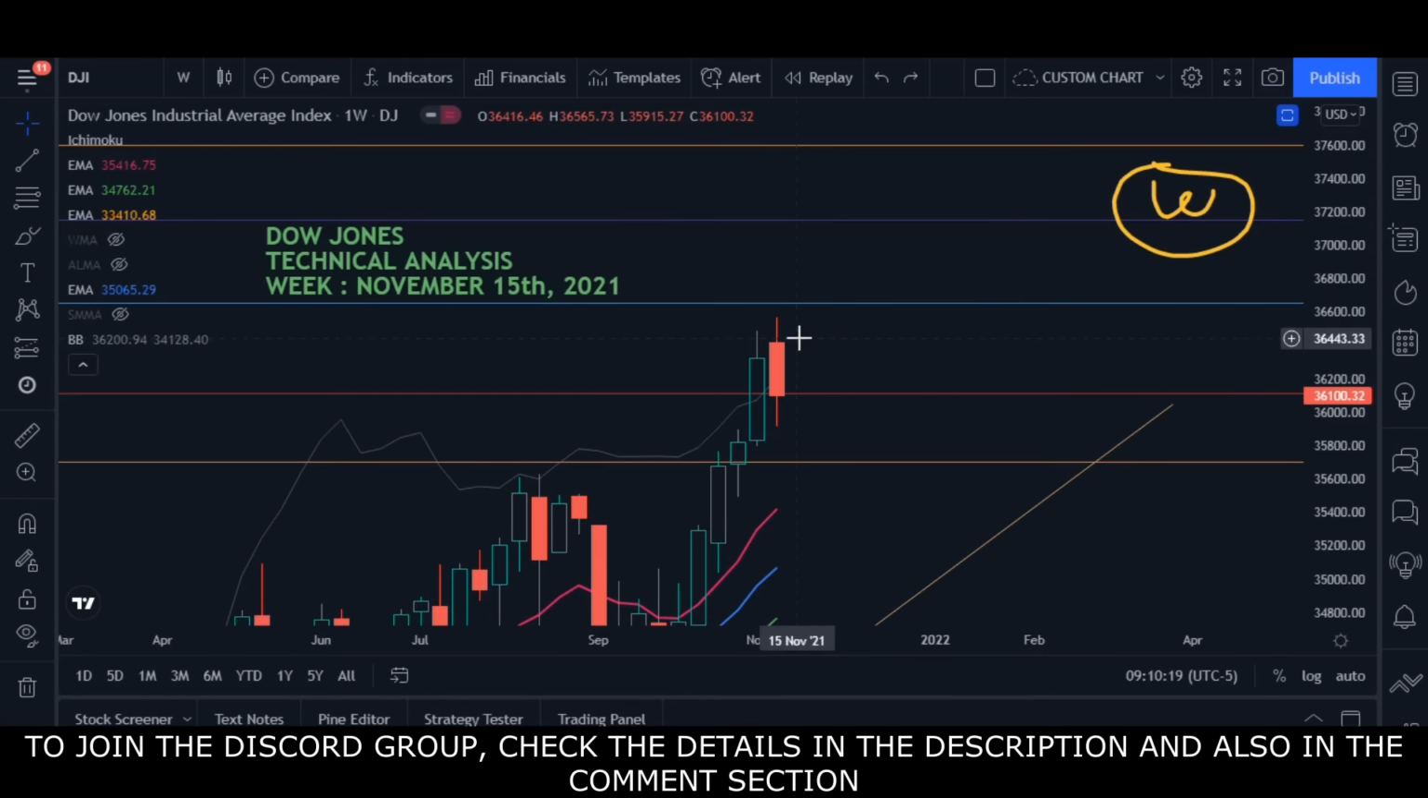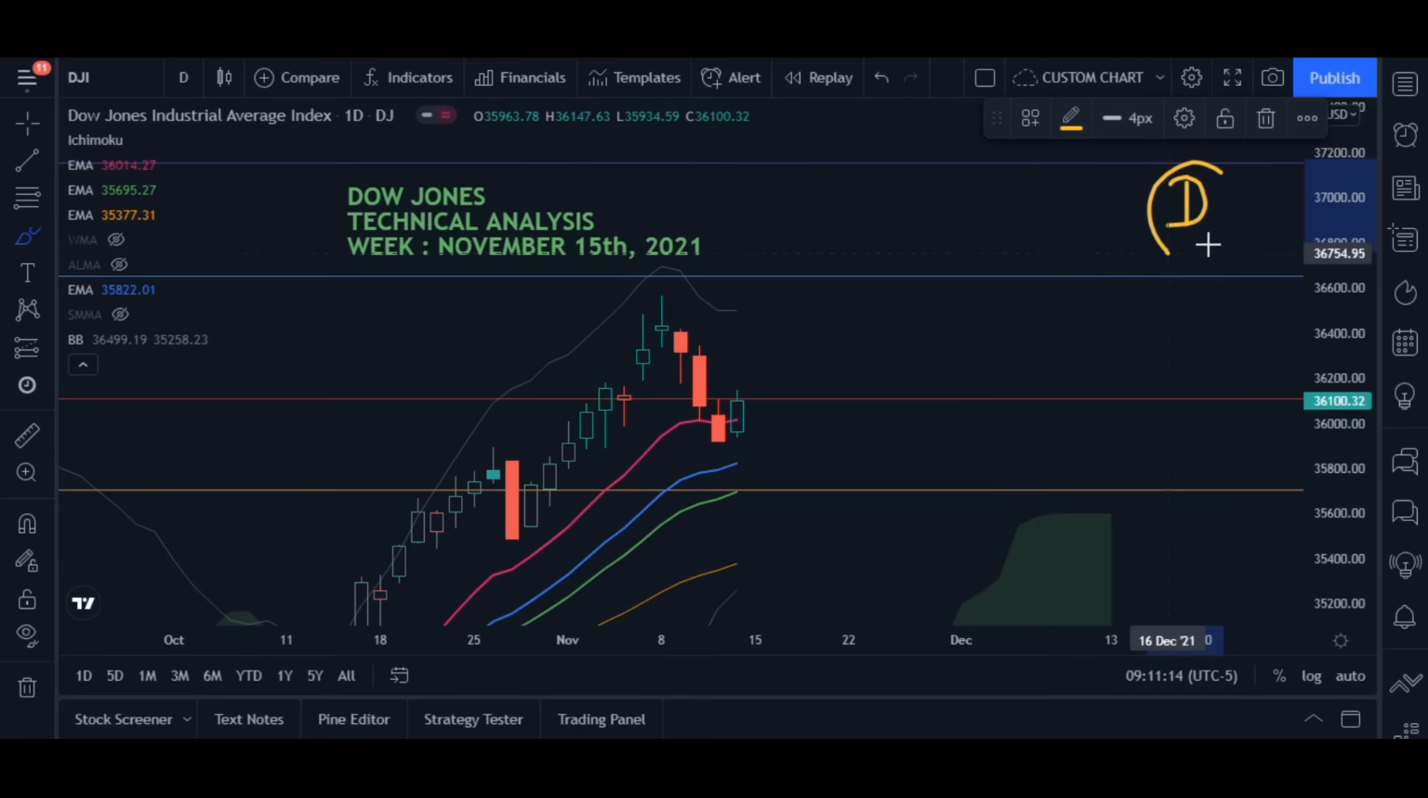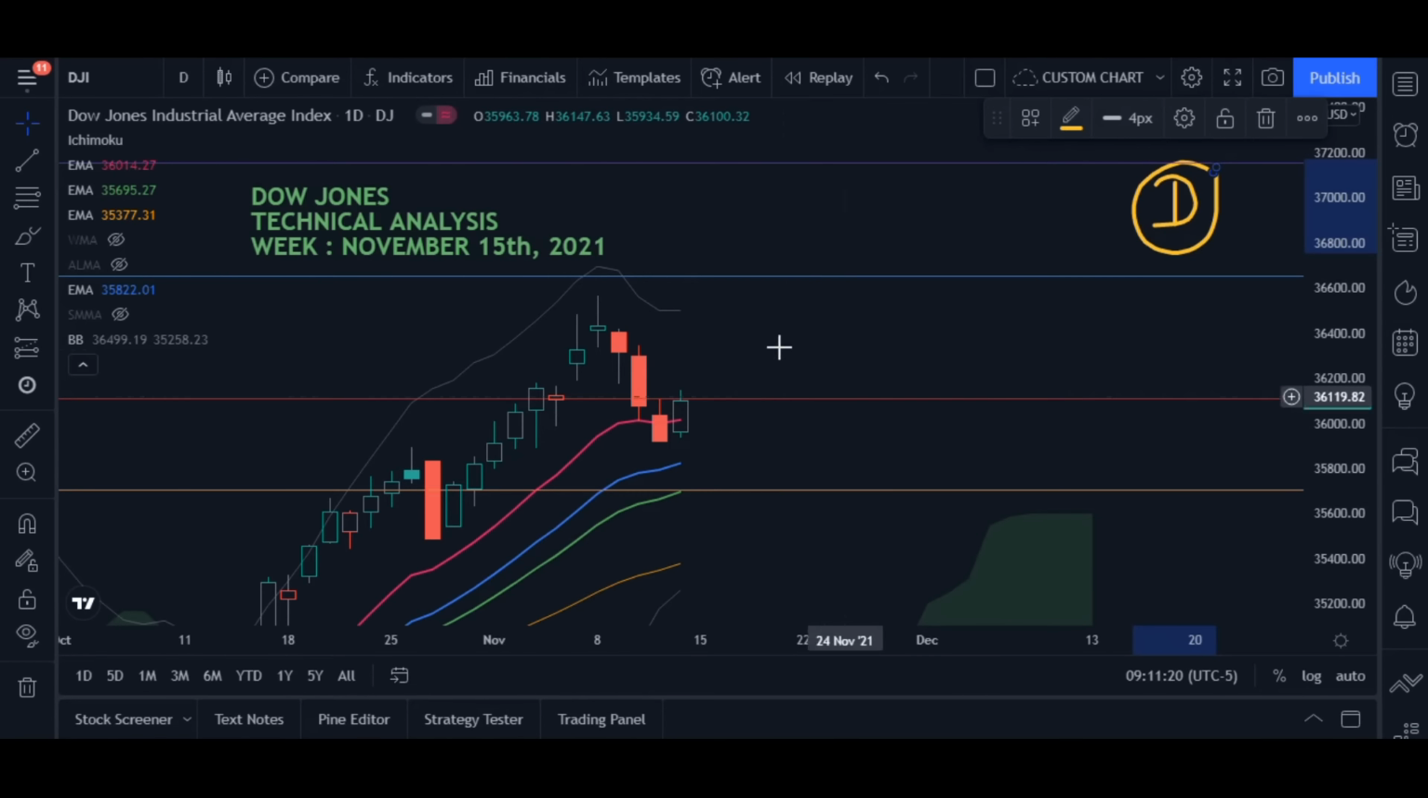So now let's go to the daily charts, to see what is most likely to happen, day by day in the coming week. Okay, so we are here on the daily chart. This is the daily chart of Dow Jones, and these are the daily candles. So one candle represents one day.